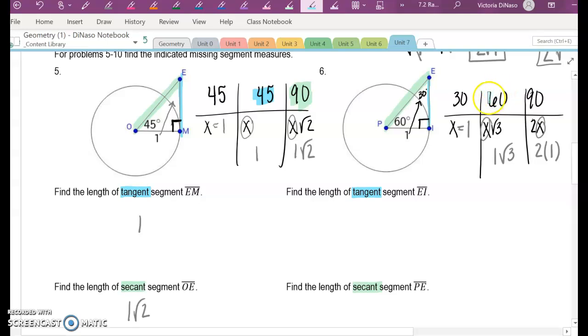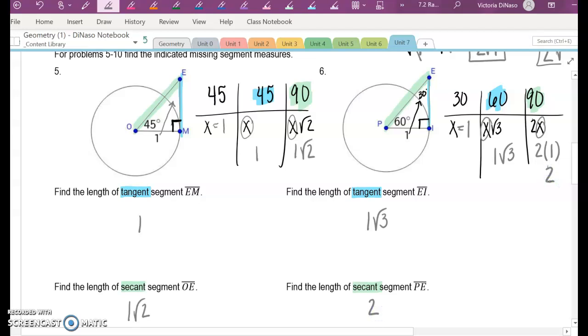Every single time, you're looking for your tangent, and we're looking for our secant. So we've got 60 degrees, that's across from the tangent line, 1 root 3. You don't need the 1 in front of the root 3. And then we have our secant line, which is just the number 2.